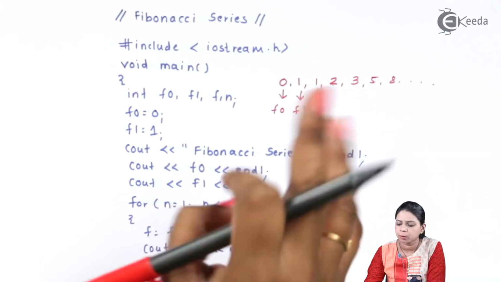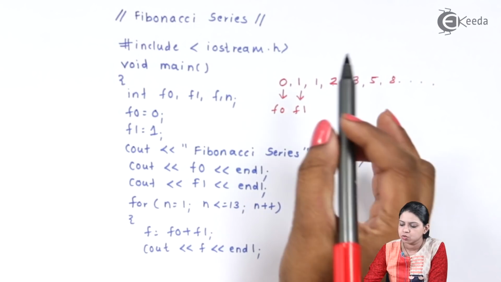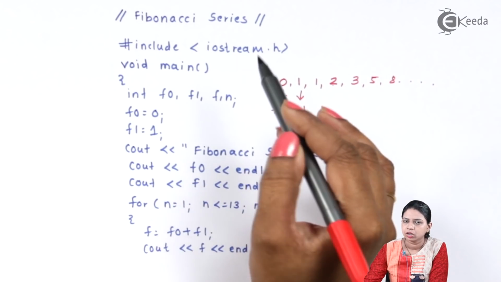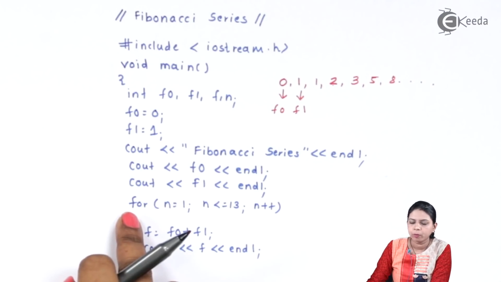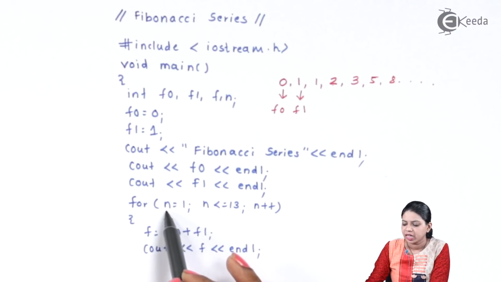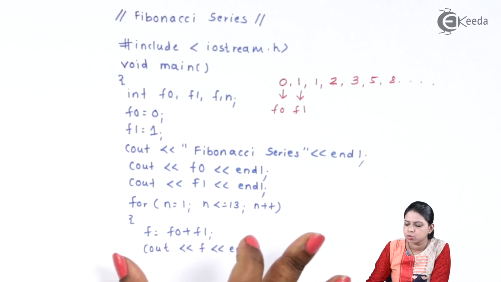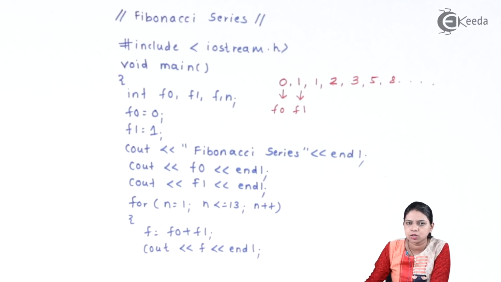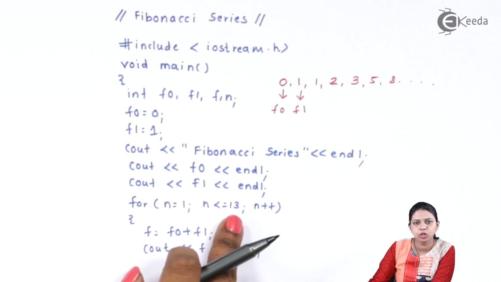Now in this particular program I am calculating a Fibonacci series of the first 15 terms. So I have to do things repeatedly, so that's why I have to make use of a loop. Which loop have I used here? Yes, for loop. Now see, for n is equal to 1 and n is less than or equal to 13. In this program I am calculating the Fibonacci series of 15 terms, so I have written n is equal to 1 and n is less than or equal to 13.